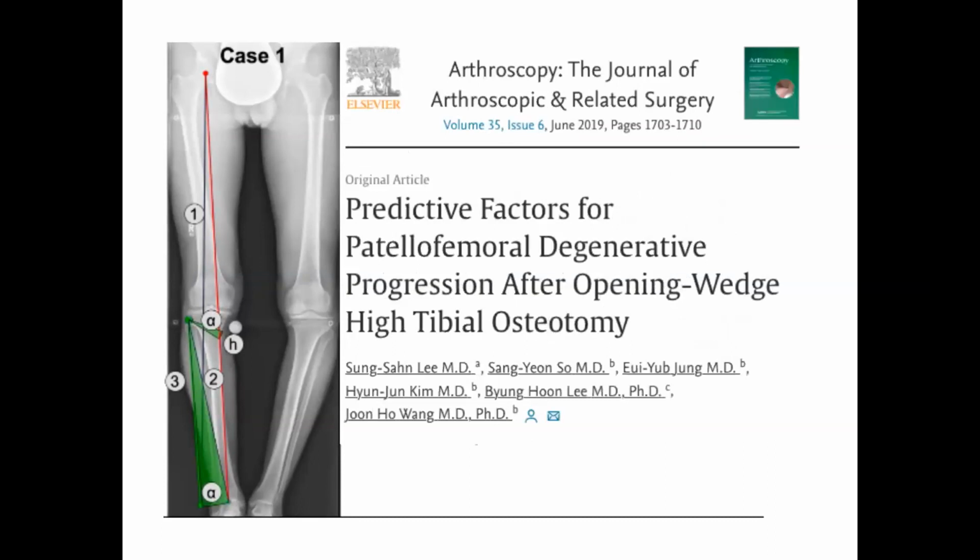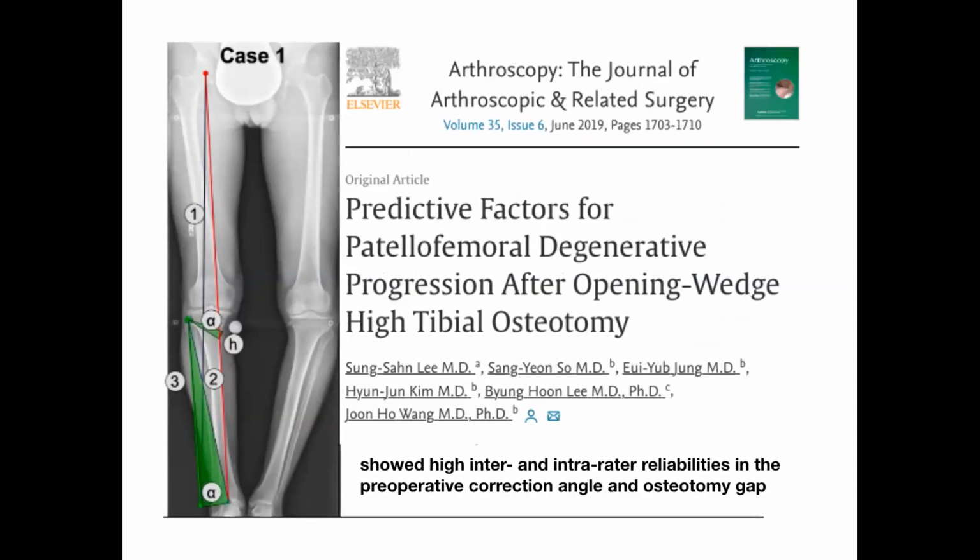A study done in 2019 by Lee regarding the medial open wedge osteotomy showed higher inter- and intra-rater reliability in the preoperative correction angle and osteotomy gap.